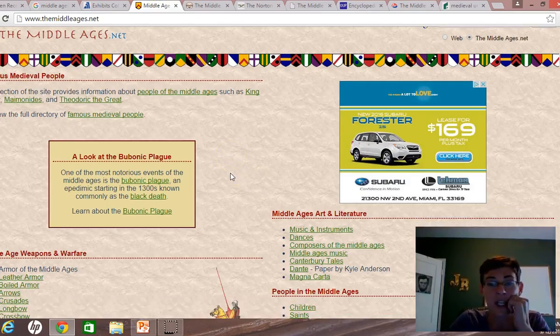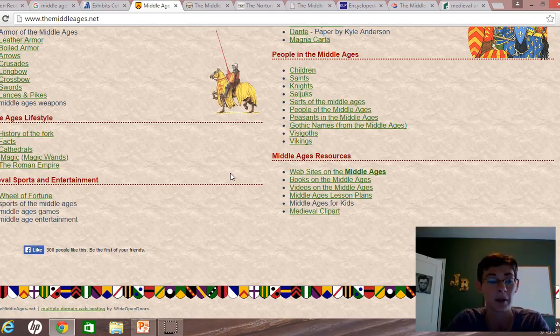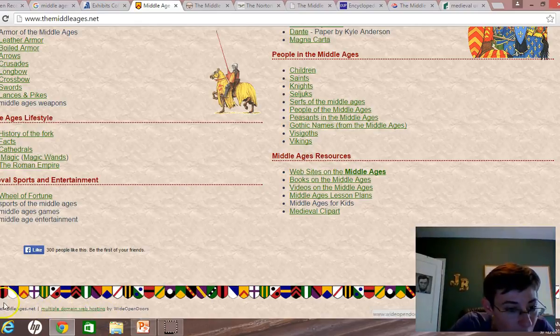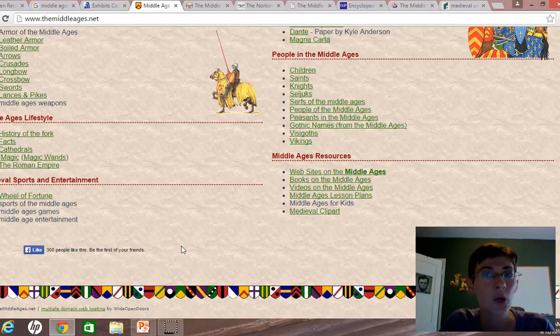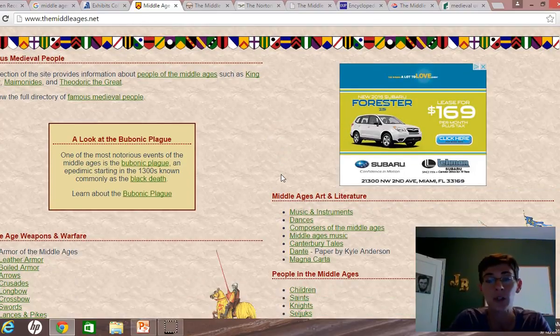And here we go, themiddleages.net. Let's take a look and see. The first thing you want to do when you're trying to ascertain or determine if something's useful, go all the way down to the bottom and see multiple domain web hosting. Try to figure out who produced the website. Who did it? Is it a teacher? Is it a scholar? Is it just some random person who just likes the Middle Ages and they decide to put stuff together? That's what you have to try to figure out.